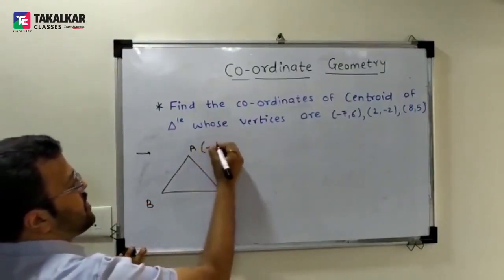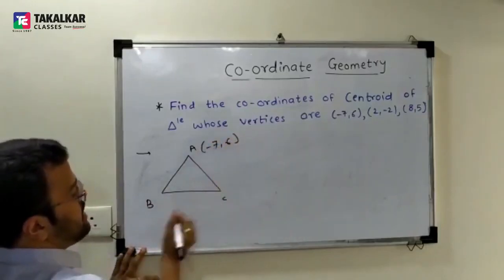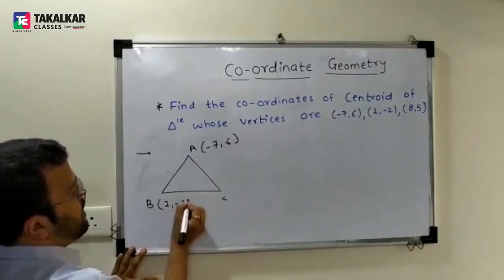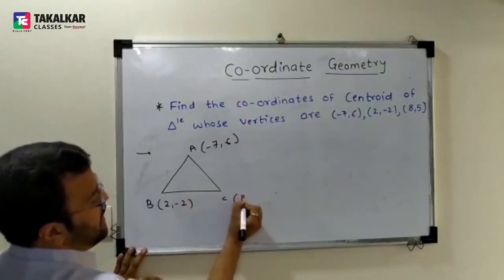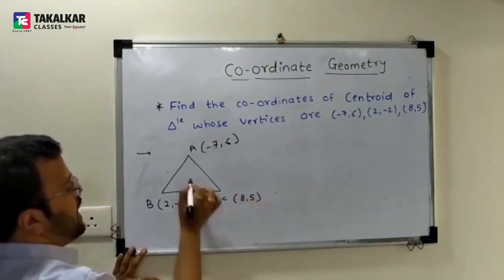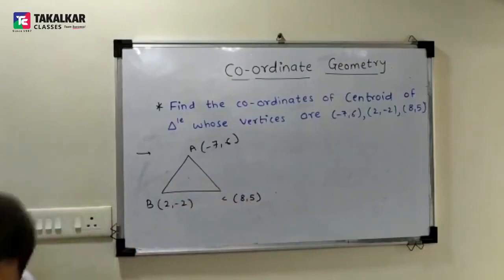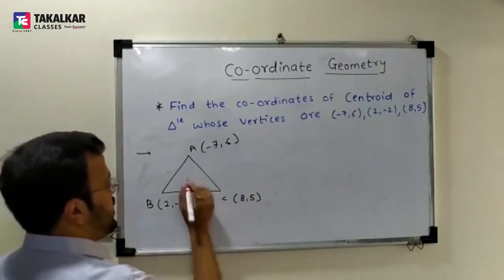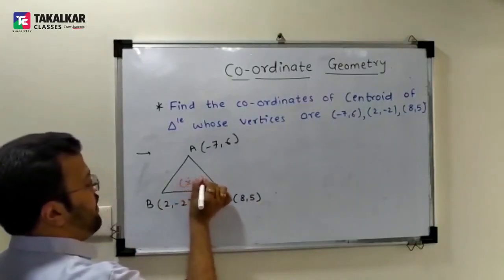A is (-7, 6). B is (2, -2). And what is my C? (8, 5). Now I have to calculate the centroid. So what will I assume? The coordinate of the centroid as (x, y).